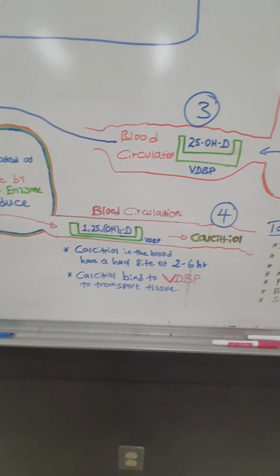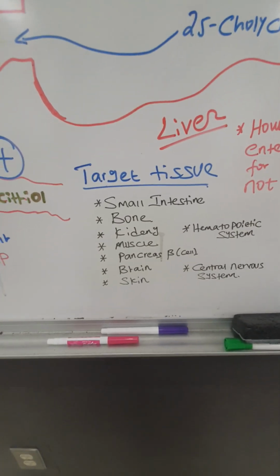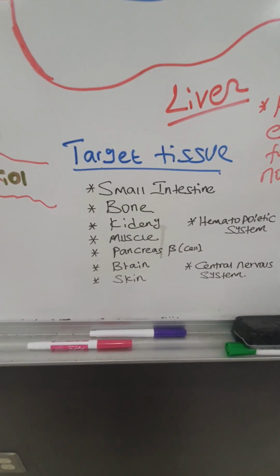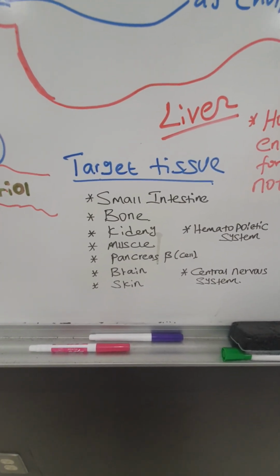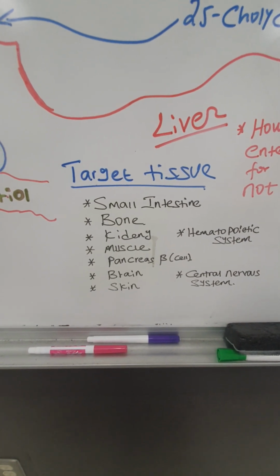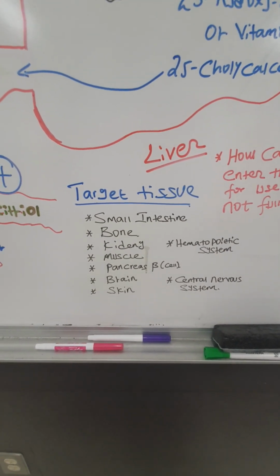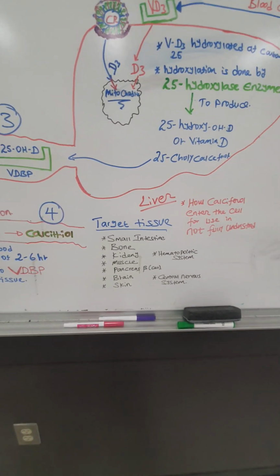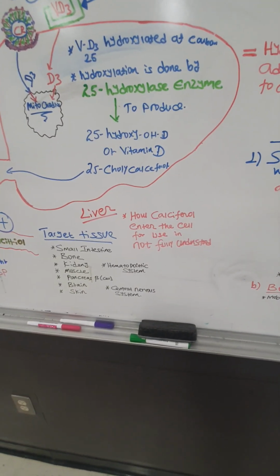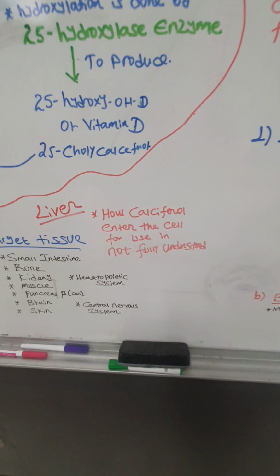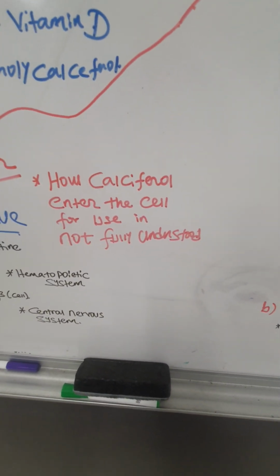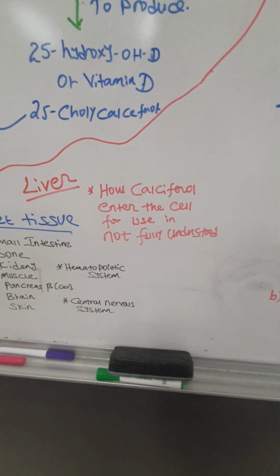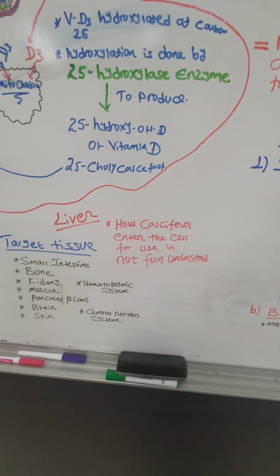This calcitriol has a lot of target tissues that include small intestine, bone, kidney, muscles, pancreatic beta cells, brain, skin, hematopoietic system, and central nervous system, which are among the most important sites. However, how this calcitriol enters into the cell for use is not fully understood. So we don't know how it is getting into the cell for its action.